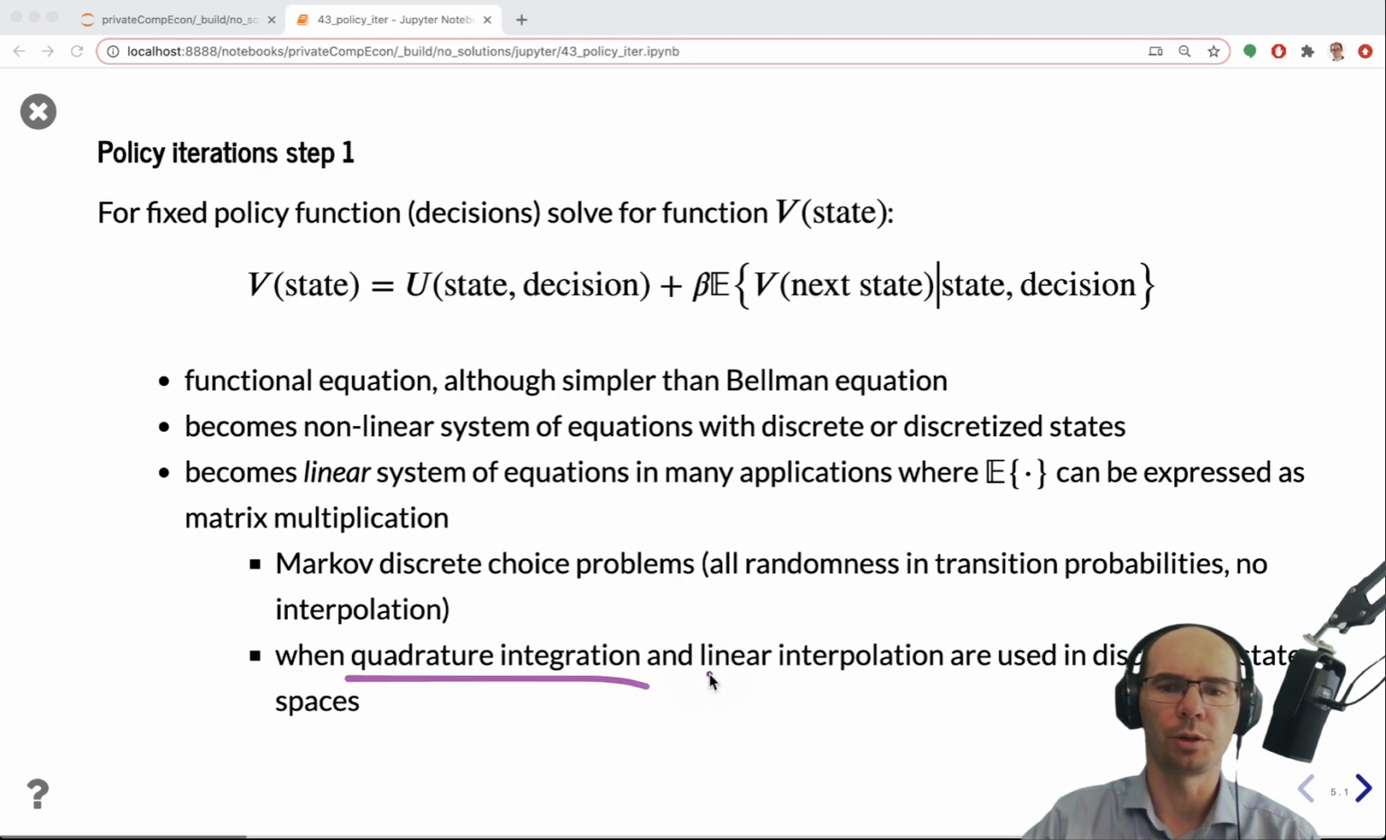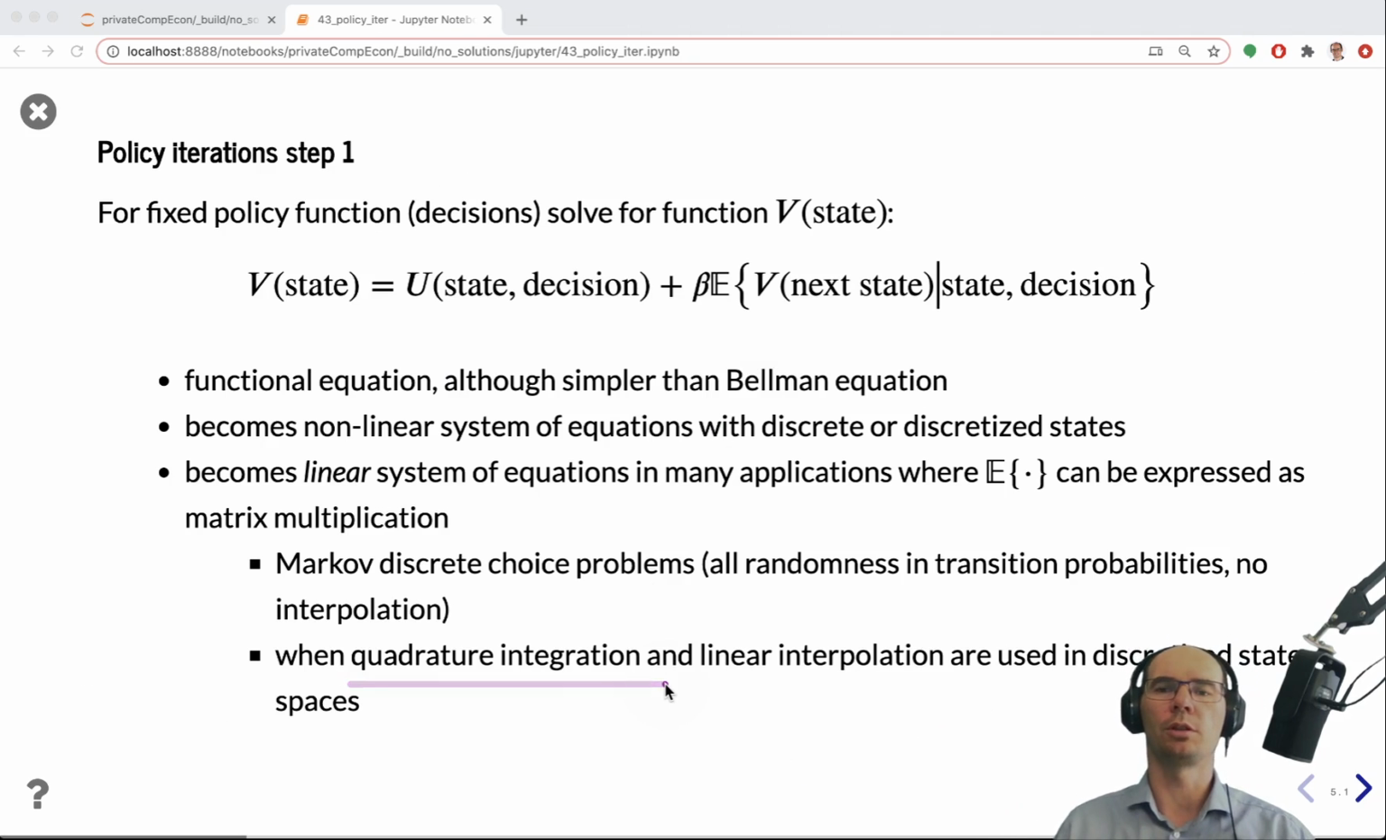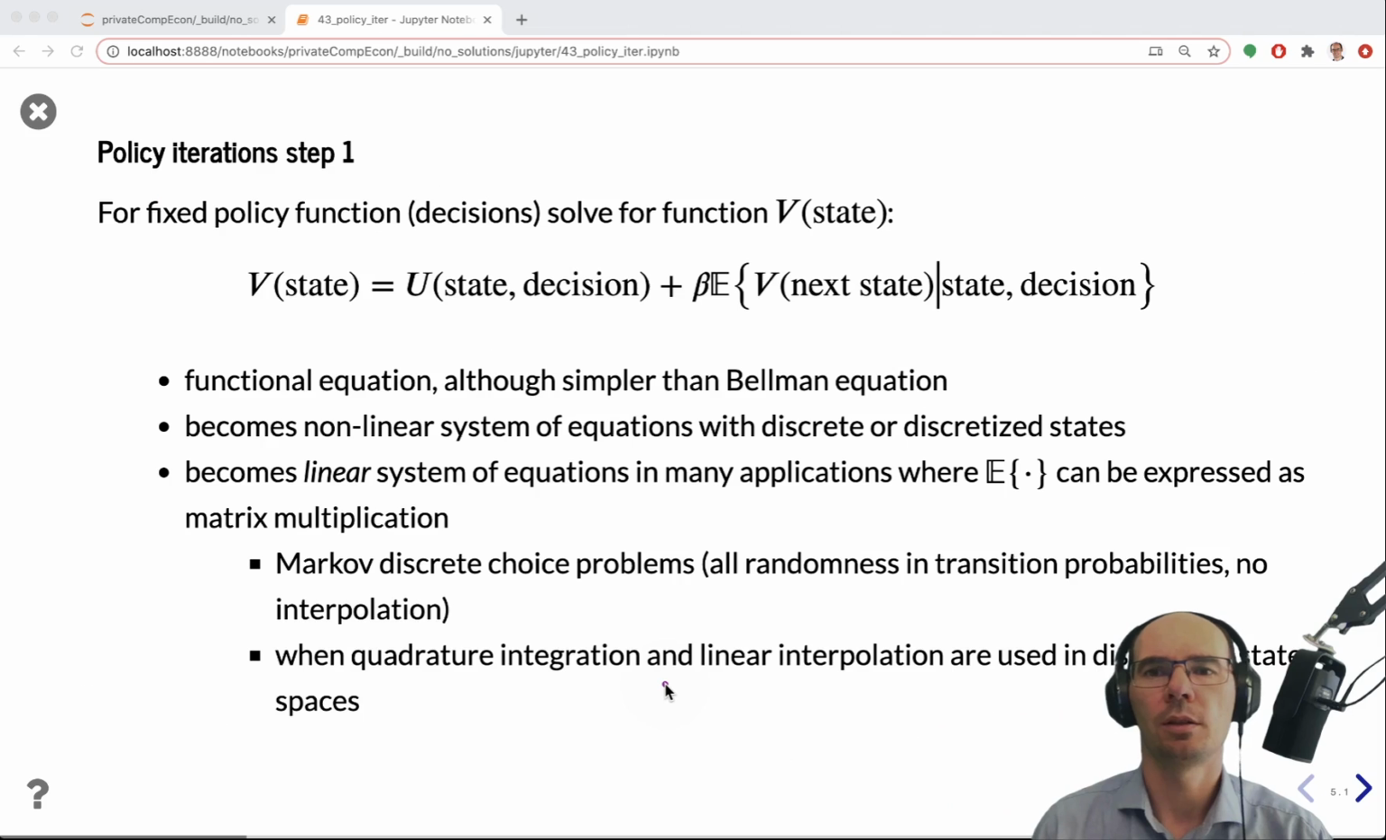So what about quadrature points and linear interpolation? Linear interpolation is basically taking some points of the value function, in fact two adjacent points, and applying some weights to them. We could write these weights into a matrix and multiply the matrix with a vector of the values, which would make it a matrix operation again. And the same thing with quadrature integration, right? We are basically taking points on some fixed grid and calculating the weighted sum.